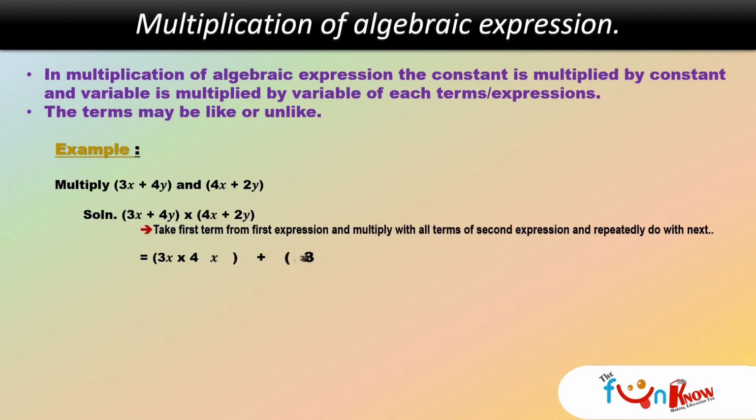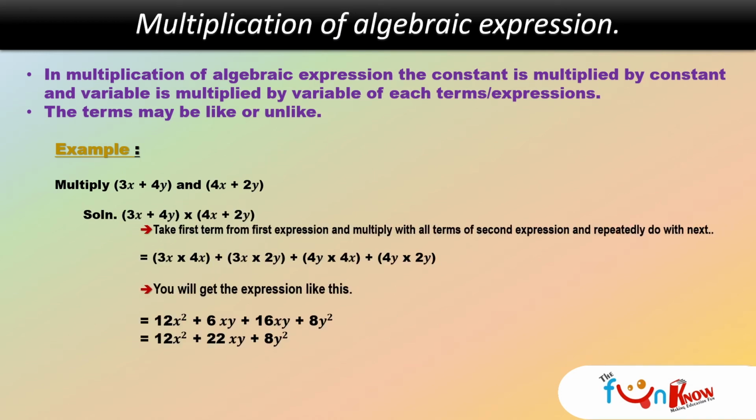Okay. In multiplication, now we are going to see multiplication of algebraic expressions. In multiplication of algebraic expressions, the constant is multiplied by constant and variable is multiplied by variables of each term of the expression. The terms may be like or unlike. Example, students, this is a term which is known as 3xy, or (3x + 4y) and (4x + 2y). Now this is an example for us.